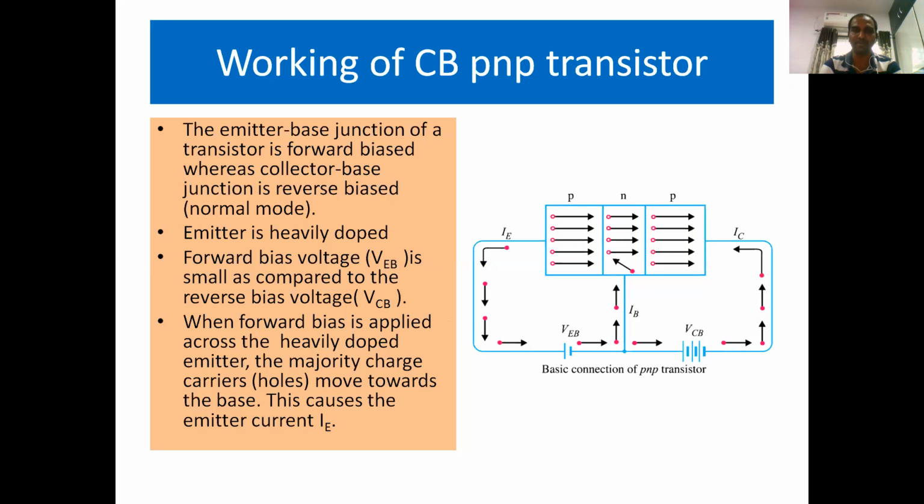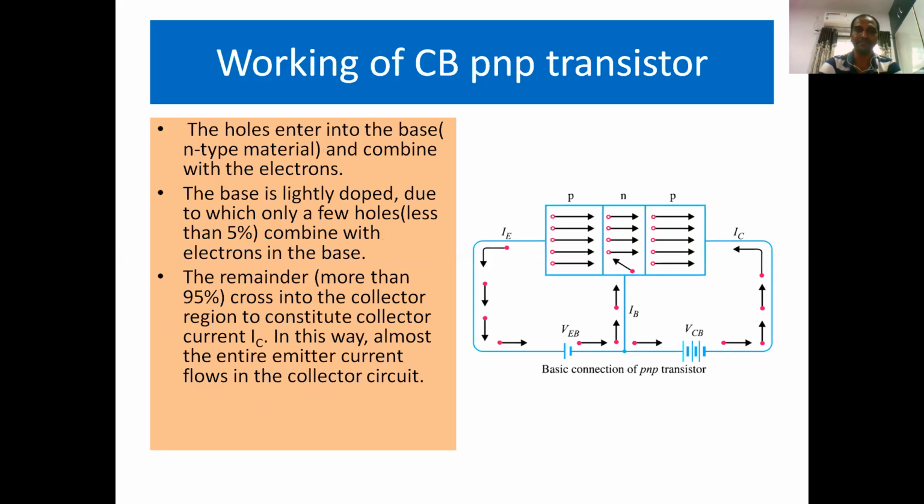When forward bias is applied across the heavily doped emitter, the majority charge carriers, here holes, move towards the base. This causes the emitter current IE. The holes enter the base, which here is an n-type semiconductor, and combine with electrons. The base is very thin and lightly doped, due to which only a few holes are recombined with electrons in the base region. The remainder, that means more than 95% of holes, cross and reach the collector region to constitute the collector current IC.